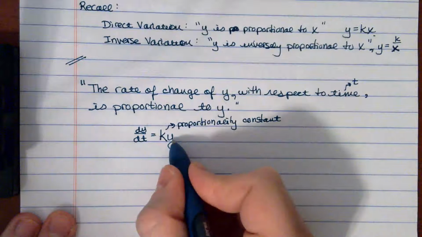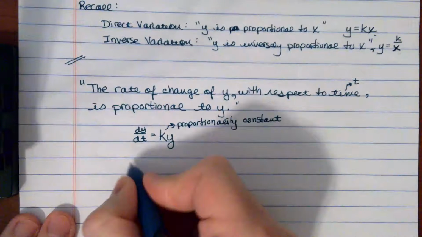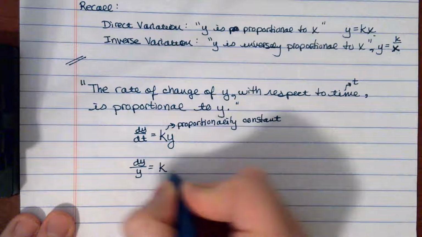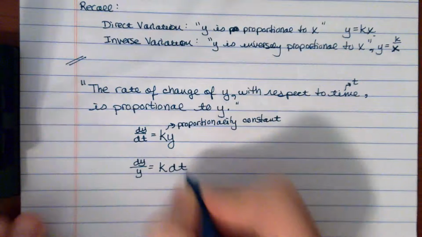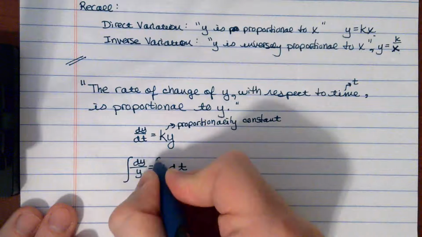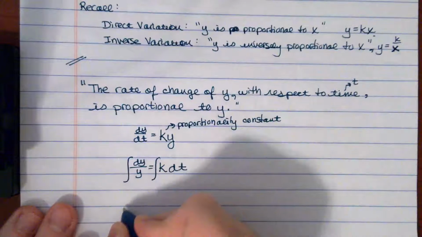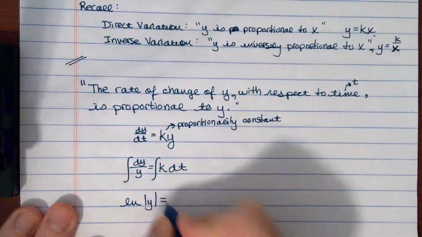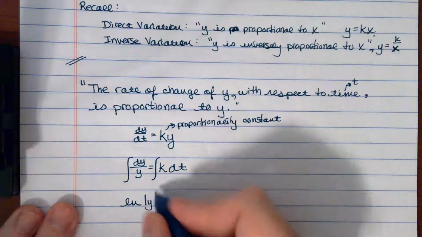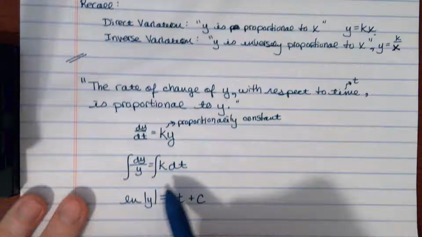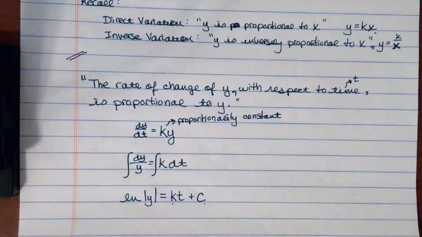Let me divide by y and multiply both sides by dt. And I can write this as dy over y equals k, my constant, dt. I'm going to integrate both sides. The integral of dy over y is the natural log of the absolute value of y. The integral of a constant, dt, is that constant times t, but then plus another constant. I've got two constants here, the one that was my proportionality constant and then my constant of integration.